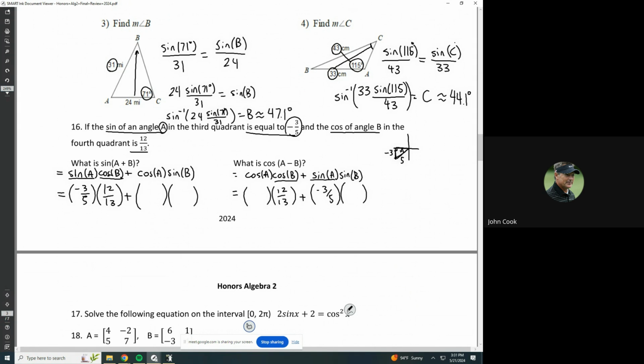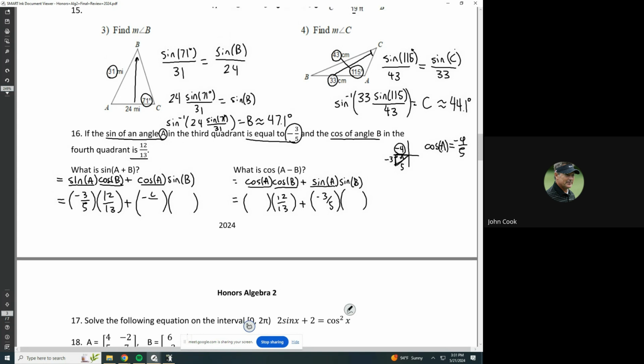This is a 3, 4, 5 right triangle, so 4 goes here. And since it's pointing to the left, that's going to be a negative 4. Since this is the reference angle A, I can find the cosine of A. The cosine of A is equal to the adjacent side, which is negative 4, over the hypotenuse, which is 5. So cosine of A is negative 4/5. I'm going to plug in negative 4/5 for this, and negative 4/5 over here.